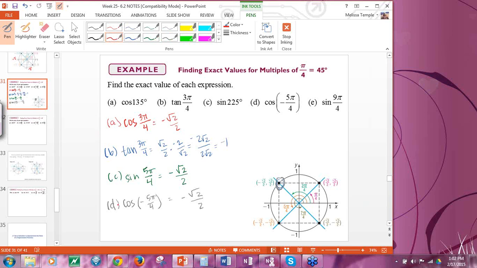And my last one, E, sine of 9 pi over 4. Again, starting here, when I go all the way down to here, I'm at 7 pi over 4. So if I want to get to 9 pi over 4, I've got to add another 2 pi over 4. So 9 pi over 4 actually corresponds to this point here. 9 pi over 4 is the same value as pi over 4. And to find sine of that, I need my y-coordinate, square root of 2 over 2.